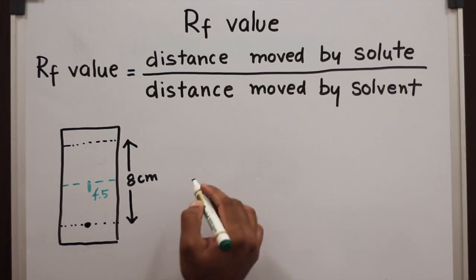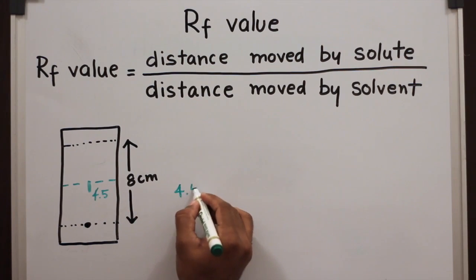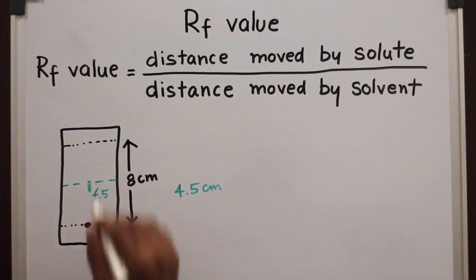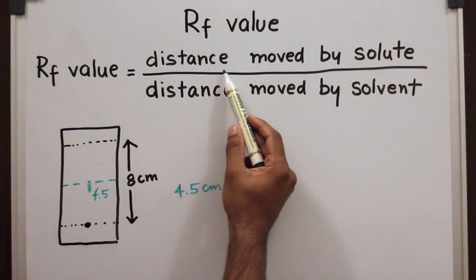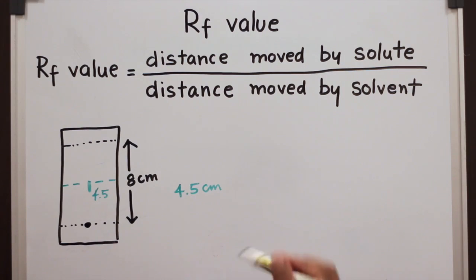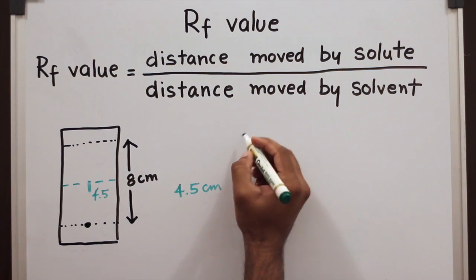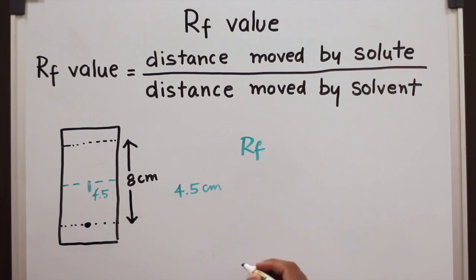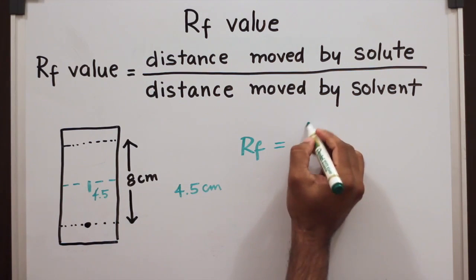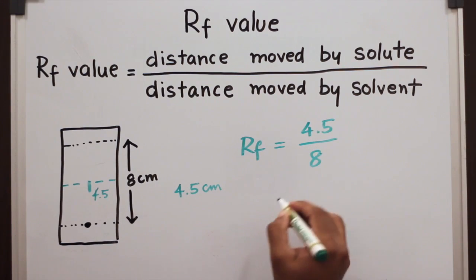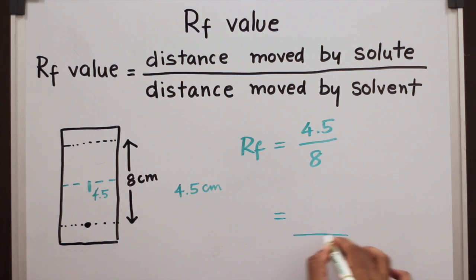It is found to be around 4.5. So the distance moved by the solute is 4.5 centimeters, and the distance moved by the solvent is 8 centimeters. Now this is only an example to see how we can calculate the RF value, that is distance moved by solute divided by distance moved by solvent. So we have the RF value for this component based on the data. So the RF value is 4.5 centimeters divided by 8. You should be able to answer this easily.